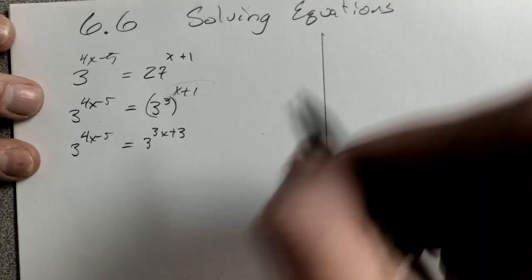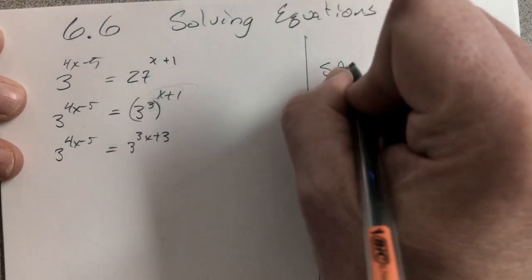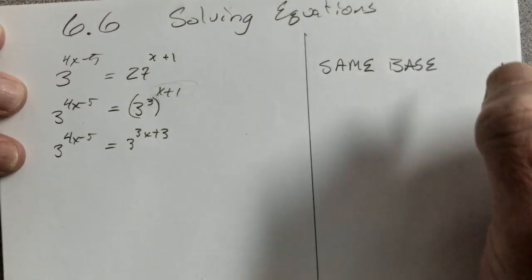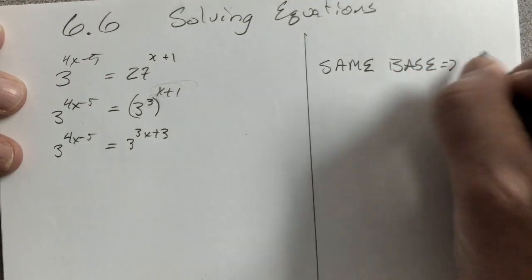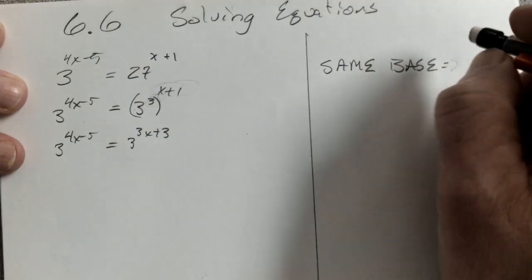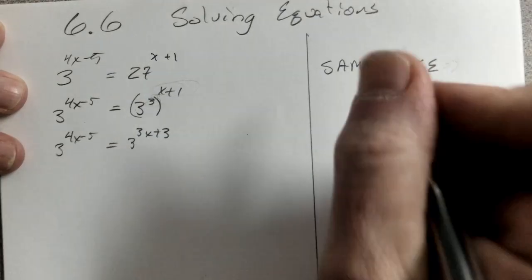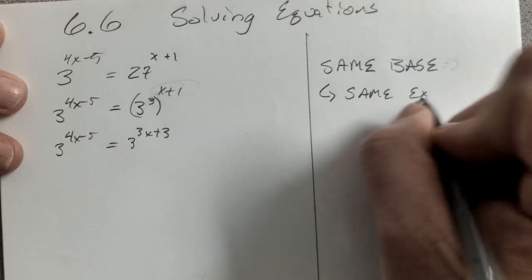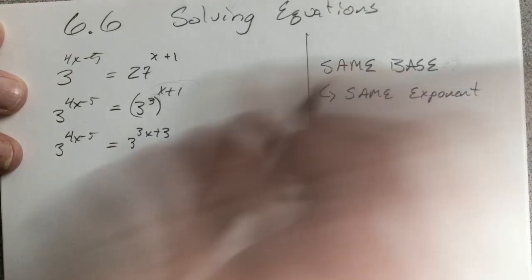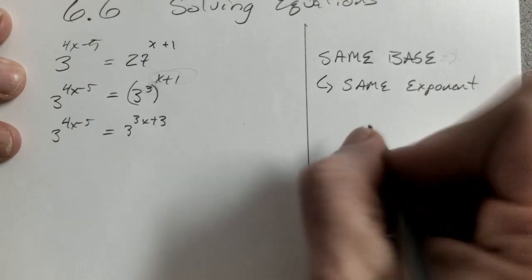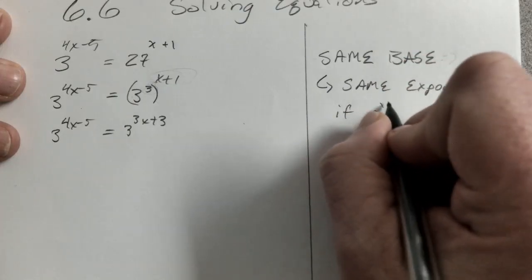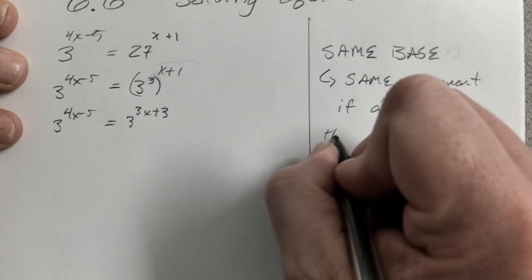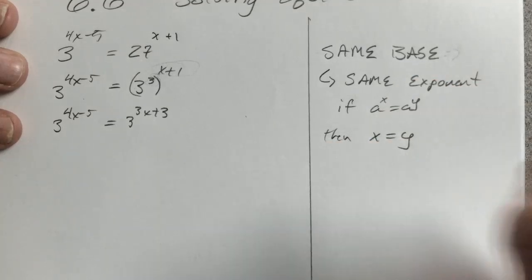Now, do I have the same base? Yeah. Same base means, how am I going to write this? I ran out of room. Same base means that we have the same exponent. Right? So if a to the x equals a to the y, then x must equal y.